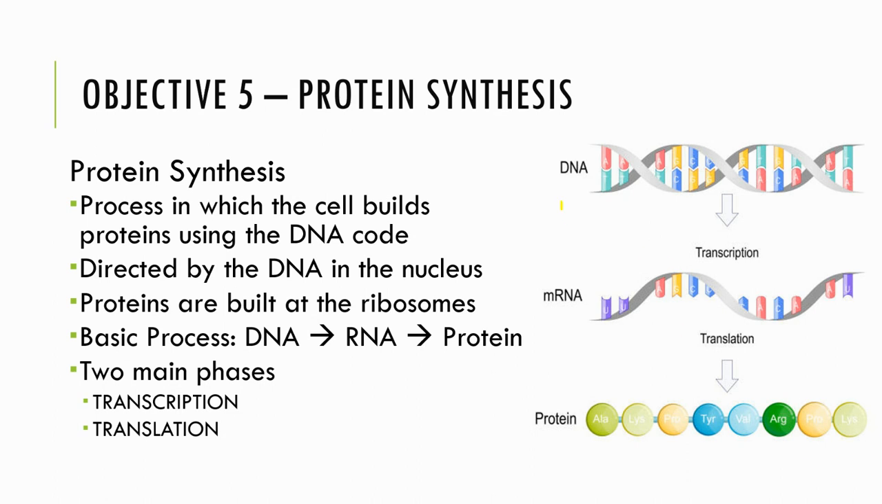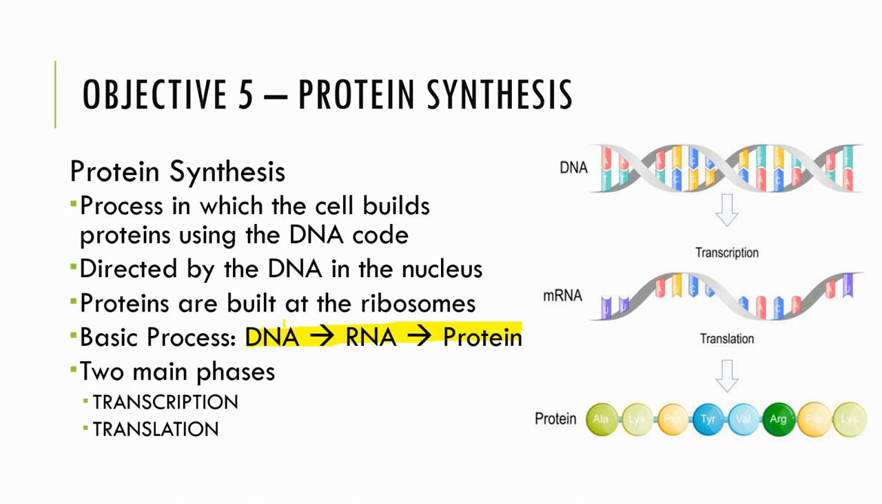Now, it starts with DNA because the instructions for building our proteins are in our DNA, which is why we call it our genetic instruction. And so we can kind of sum up the whole process of protein synthesis with this statement right here. DNA to RNA to protein. And so we're going to start in the nucleus where the DNA is found.